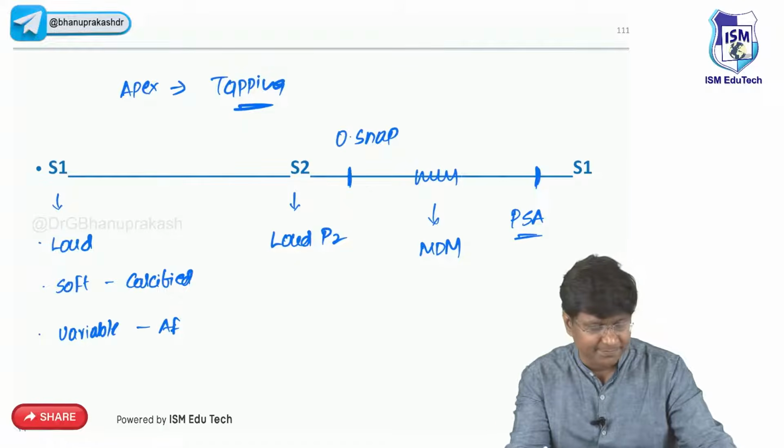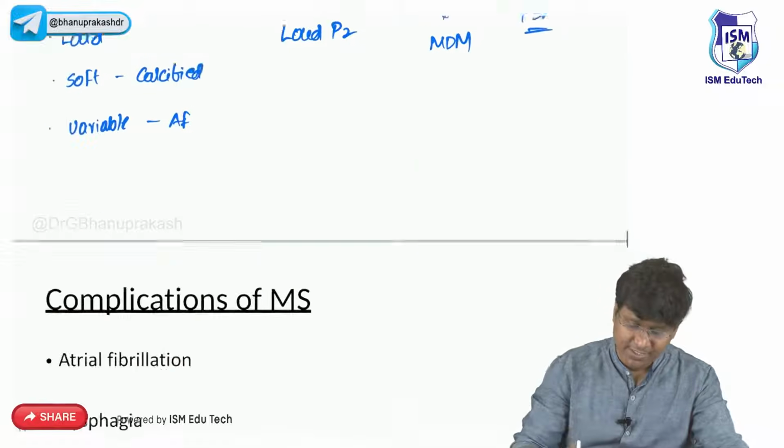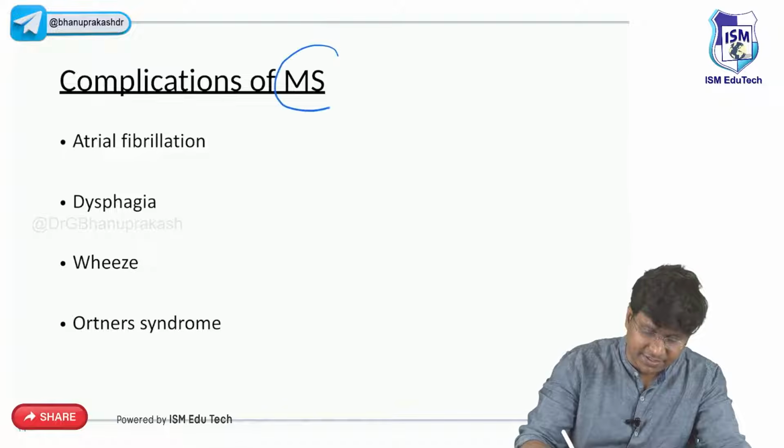It is tapping type of the apex. Okay, so this will be the auscultation in patients with mitral stenosis. Now, what are the complications in mitral stenosis?